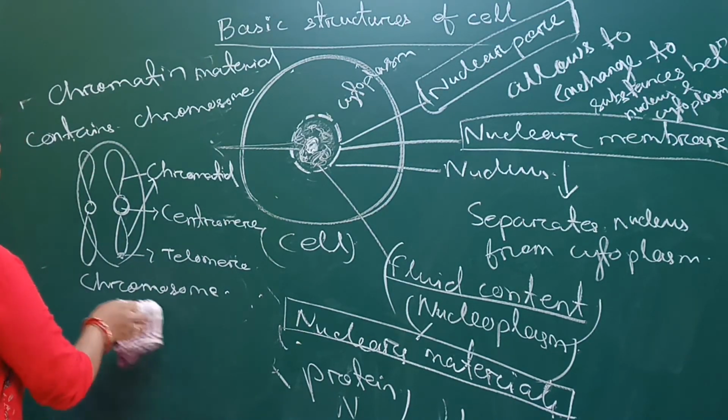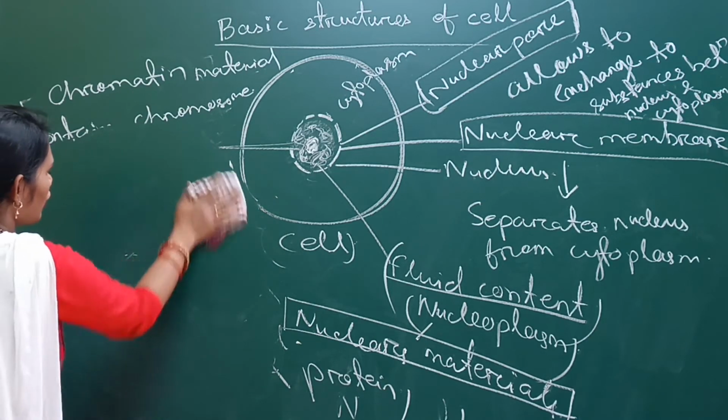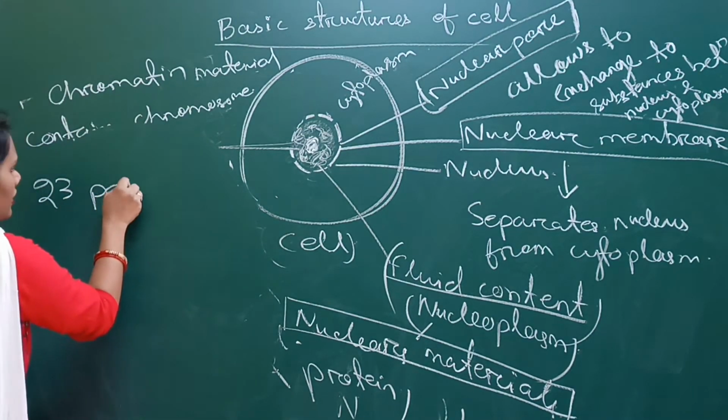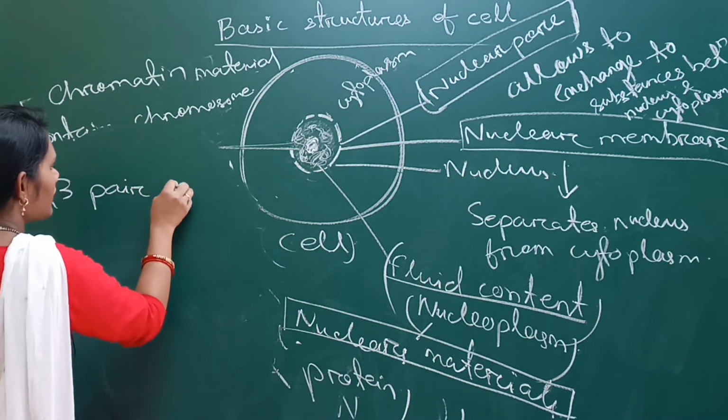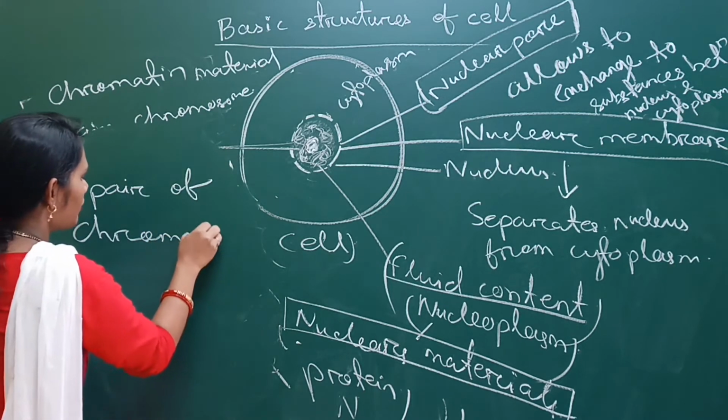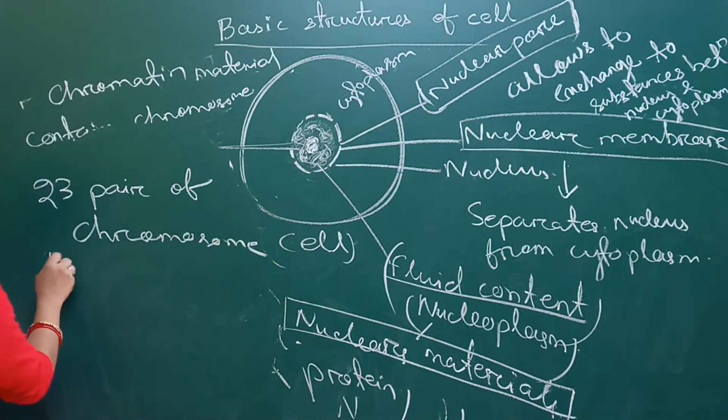Normally in the human being there are 23 pairs of chromosomes. In human beings we have 23 pairs of chromosomes. 23 pairs means 46 chromosomes.